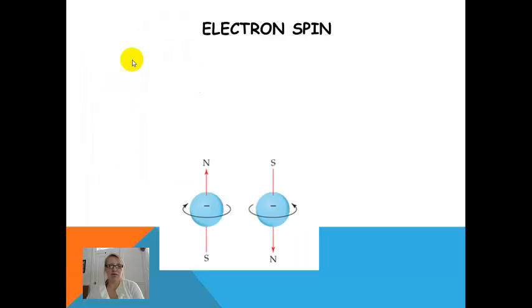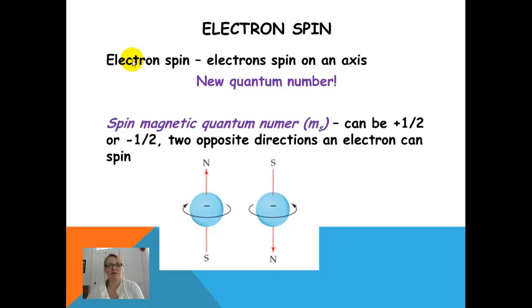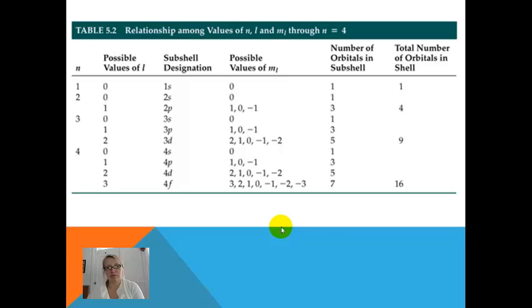Now, the last type of quantum number is the electron spin. Electrons spin on an axis, and the spin magnetic quantum number, or MS, can either be +1/2 or -1/2, because remember, electrons have to be different ways, one up, one down. That's because they spin different ways. If they spun the same way, then they would repel. Here's just an example of quantum numbers, and we're actually going to go over this in class, so this will make a lot more sense.